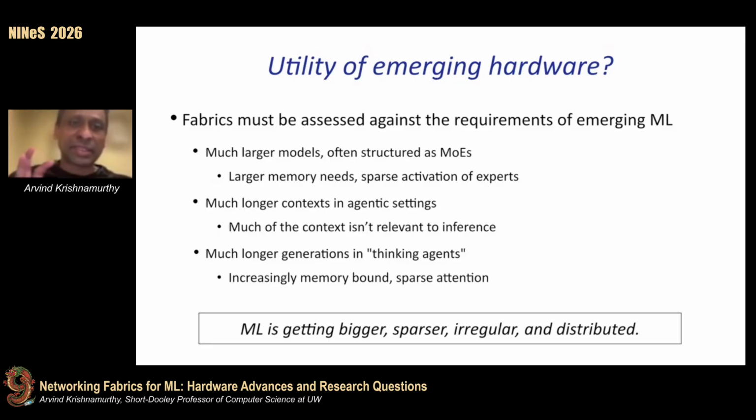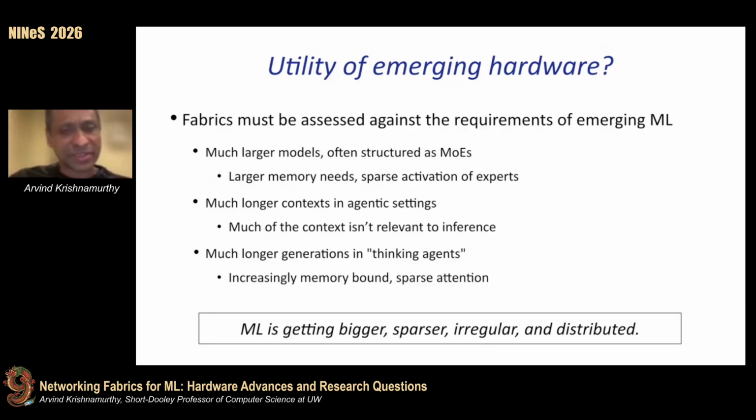And the size of these models also translates to much larger contexts as well, especially in agentic settings where an agent remembers everything that's happened in the past. But much of that context isn't actually relevant to a specific inference request. So will this emerging hardware help with that kind of much longer context, with sparse attention on those contexts?